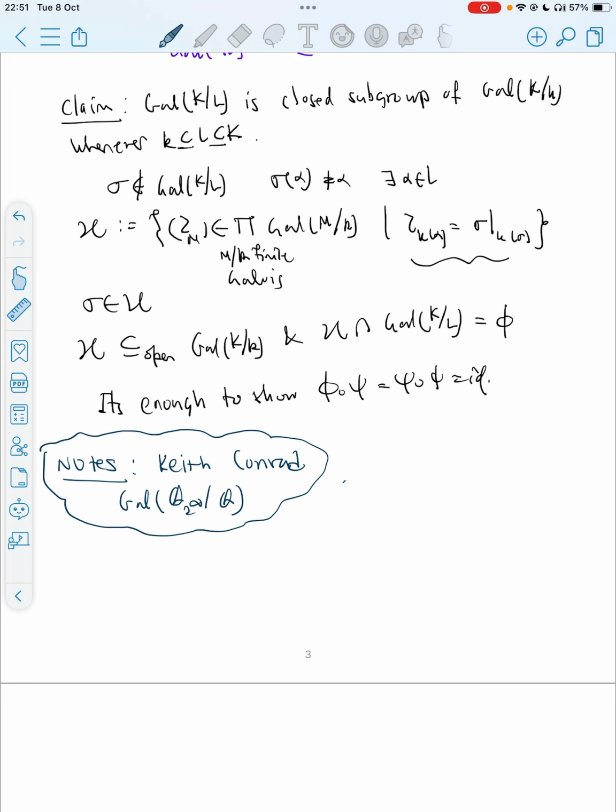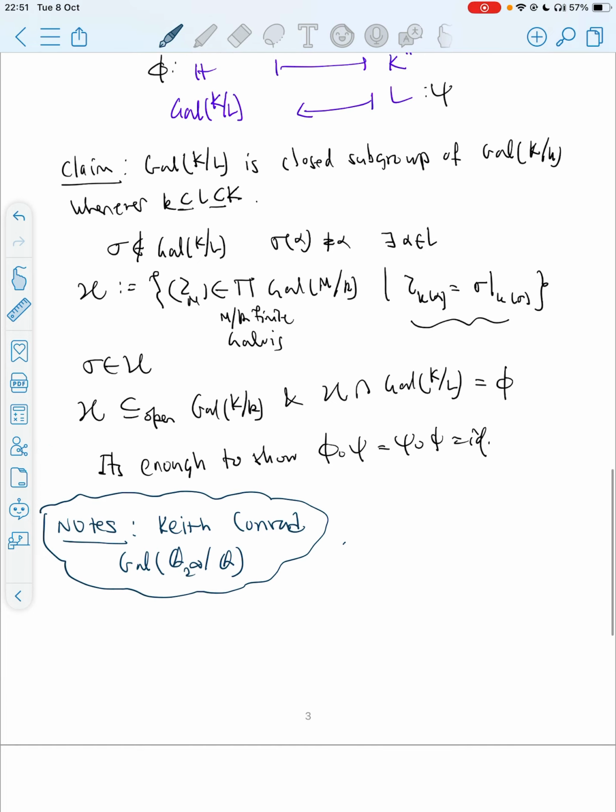So yeah, next time I will prove that the compositions are the identities. So yeah, let me stop.